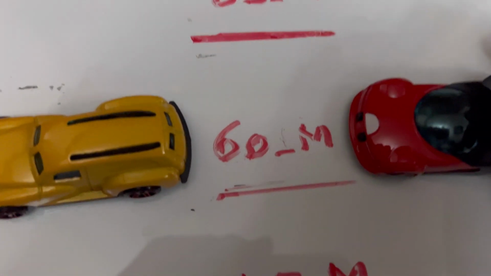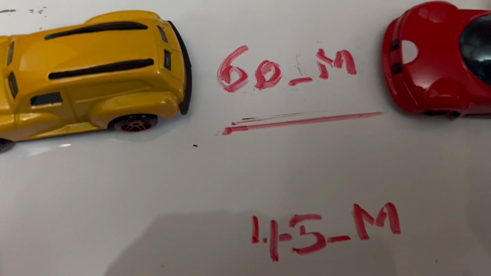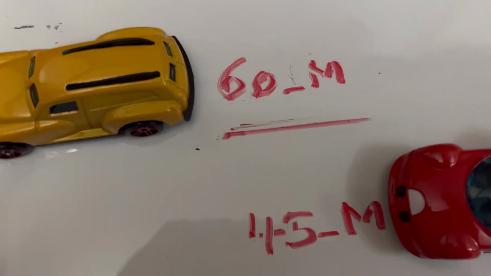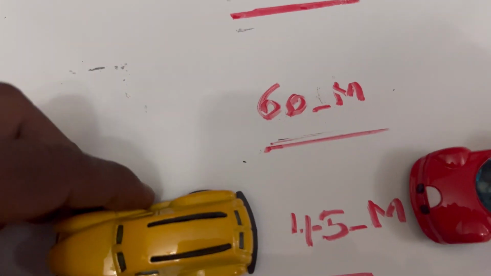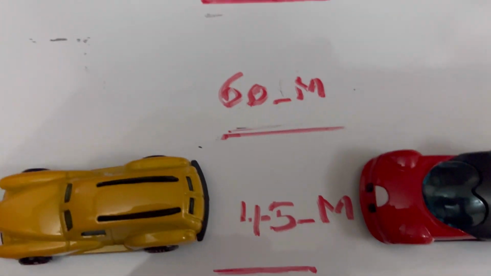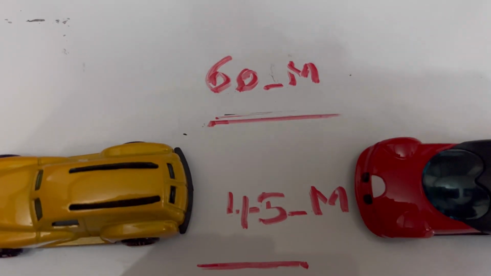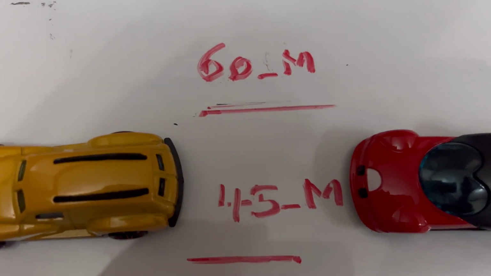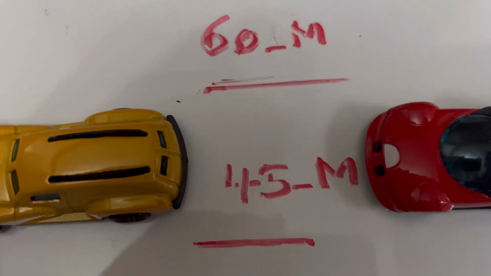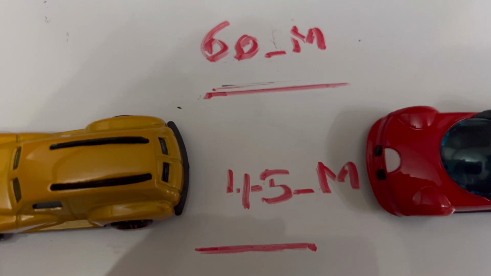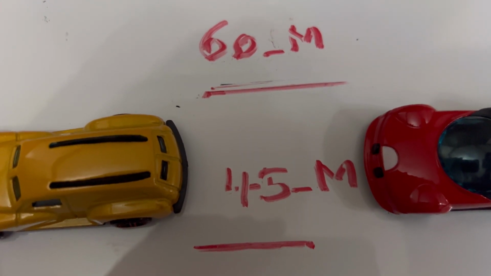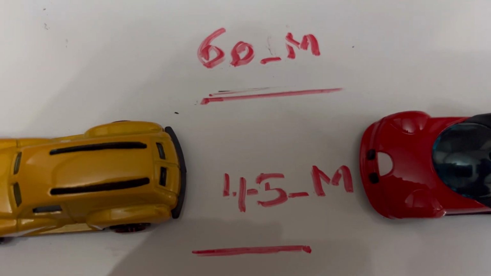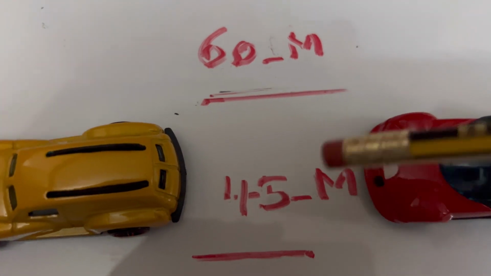Okay, so let's talk about 45 meters. Right here, 45 meters. So if you are driving 50 kilometers an hour, the minimum distance from the car in front of you will be 45 meters.